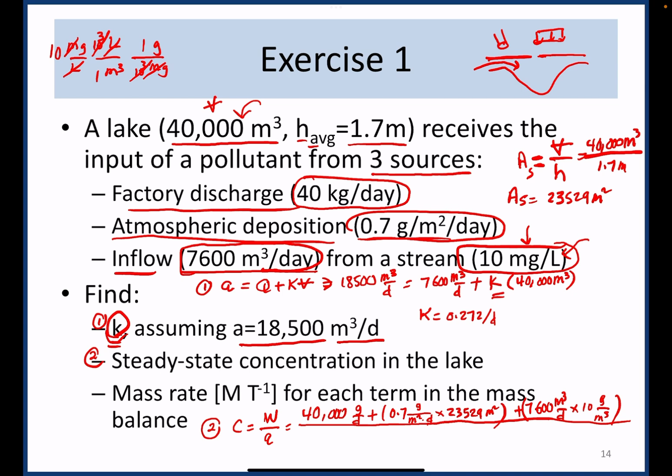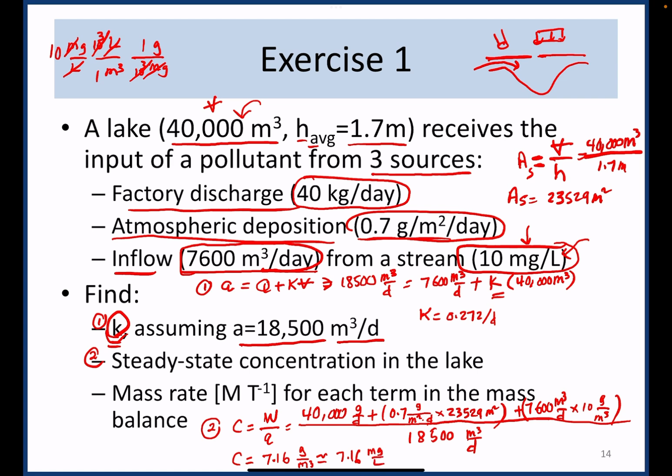Divided by A, which is given as 18,500. So we sum up all these loadings and divide by A, the assimilation factor. The steady state concentration C is equal to 7.16 gram per meter cube, since everything is in gram per day, which is equivalent to 7.16 milligram per liter.